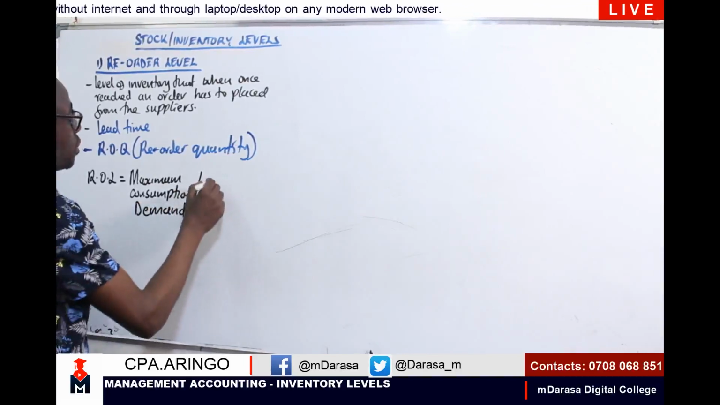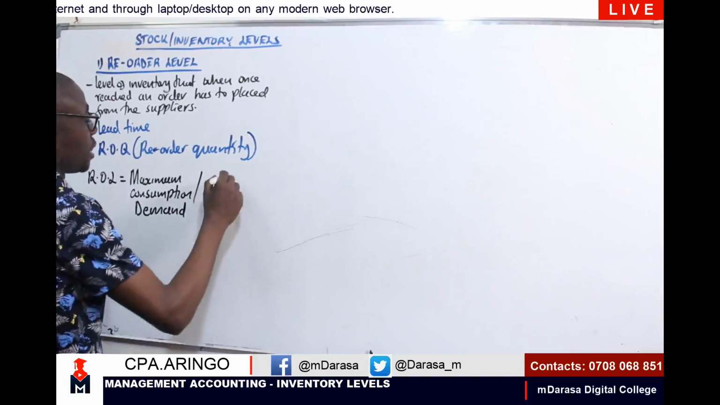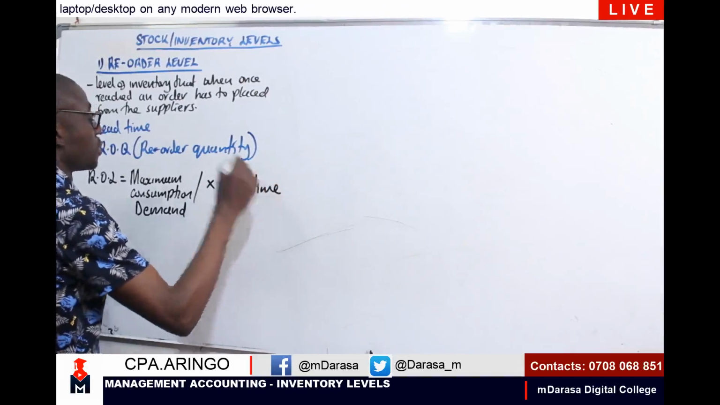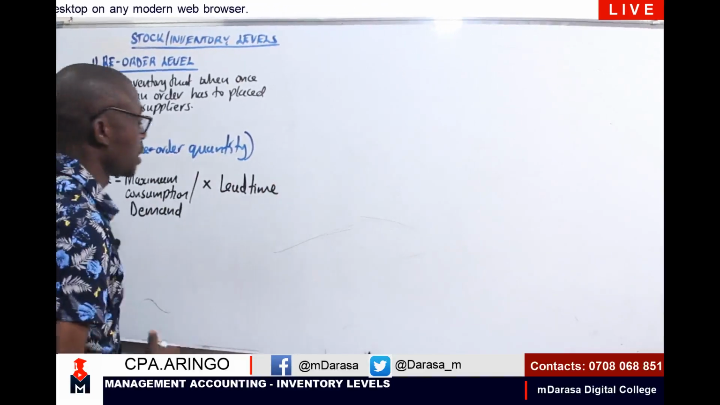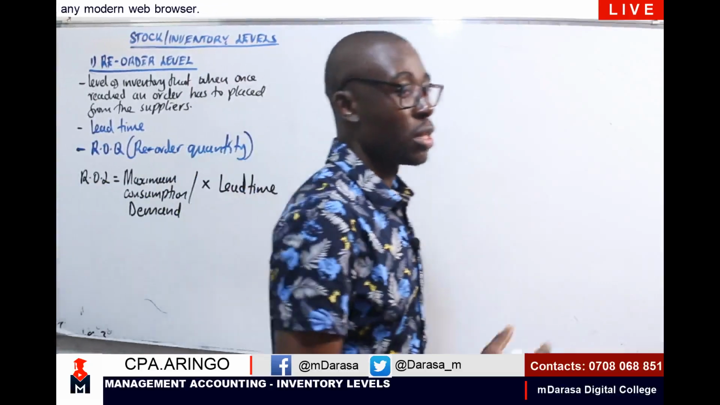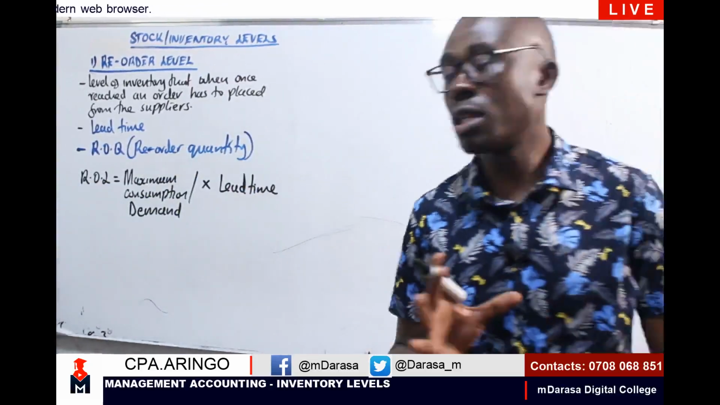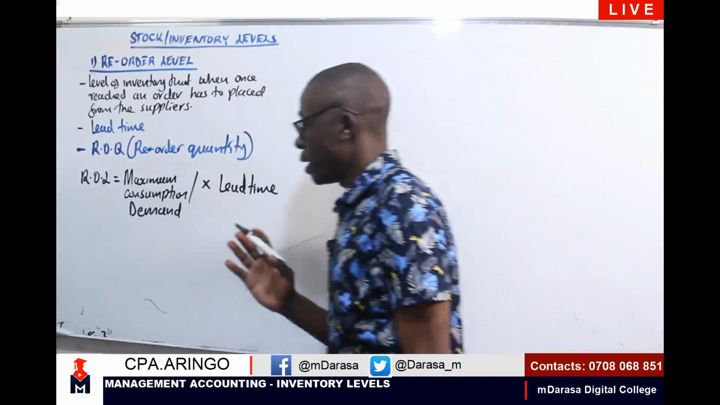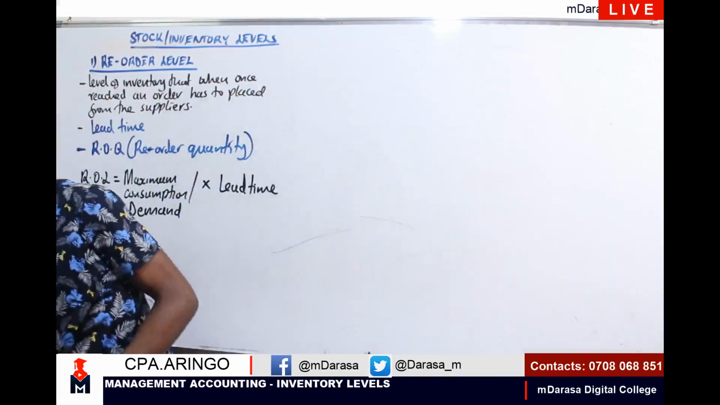We are going to multiply that by our lead time, at times also referred to as reorder time. That is what will give us what you normally refer to as reorder level. Then again, this is what you must be able to understand.